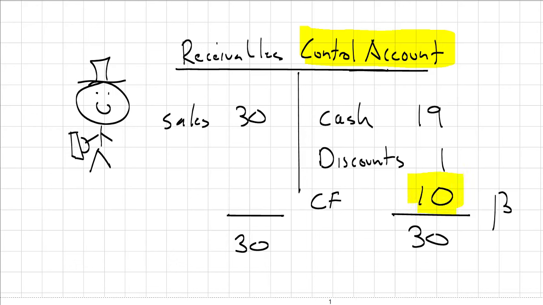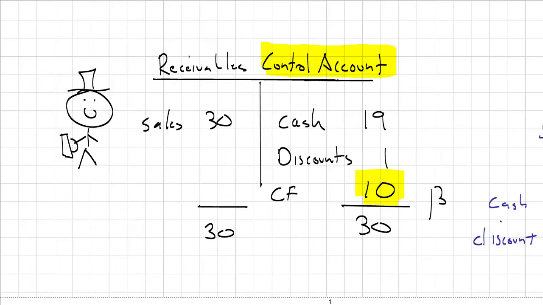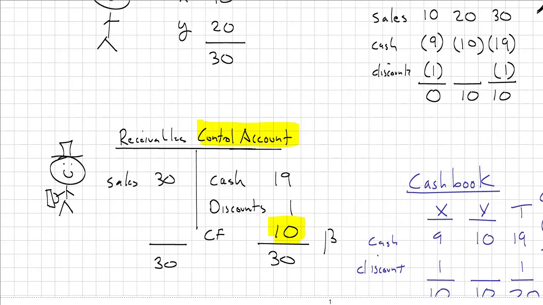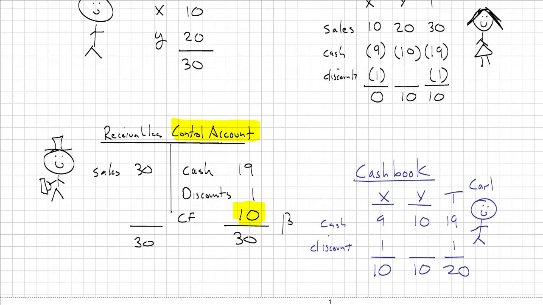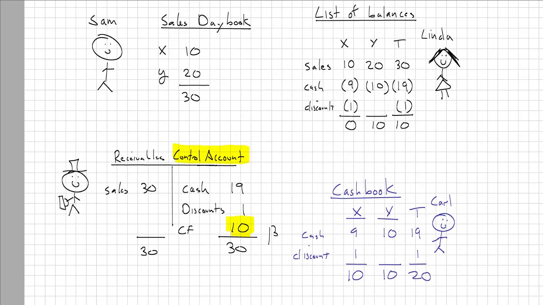Control account, we are taking totals from different locations and combining them into one T account, okay, as a check. Now, look at this. If everything has been done correctly, Andy and Linda will have balances, okay, that match. Andy's balance is matching Linda's list of balances.